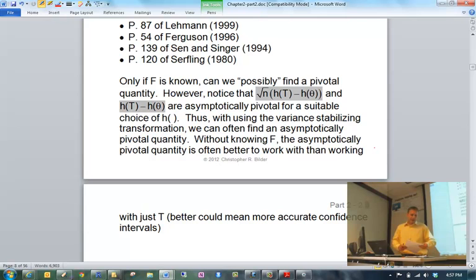And again, the reason why we're interested in these pivotal quantities, to put it into other terms, is because it's going to help us get, perhaps, confidence intervals whose true confidence levels are closer to the stated levels.